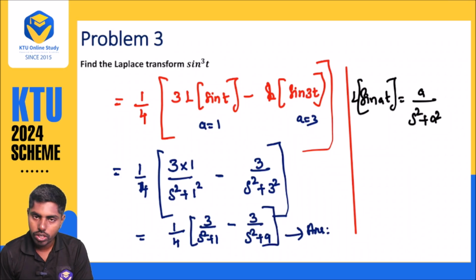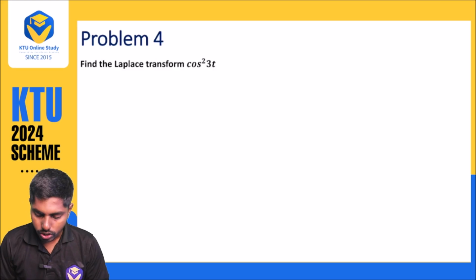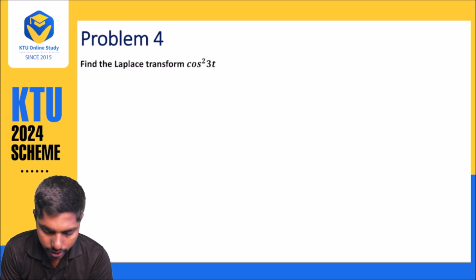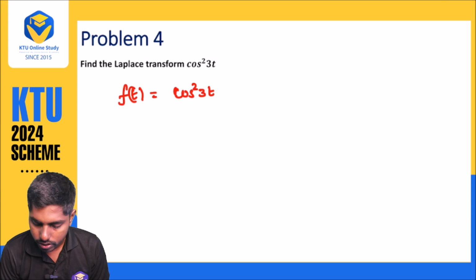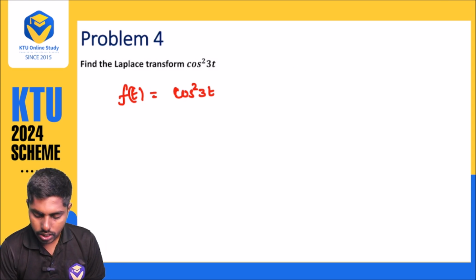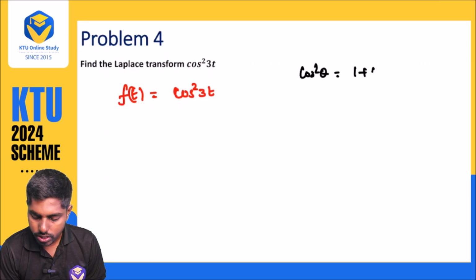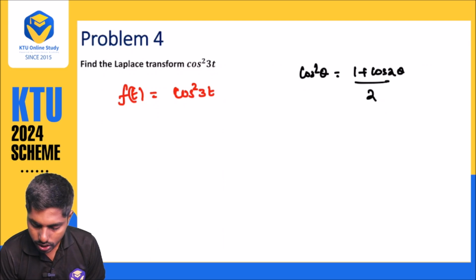Okay, we will go to problem number 4. We will do one more problem on this concept of linear property. What have they given in problem number 4? f of t is equal to cos square 3t. What is cos square theta? Cos square theta is 1 plus cos 2 theta divided by 2. Here theta is equal to 3t.